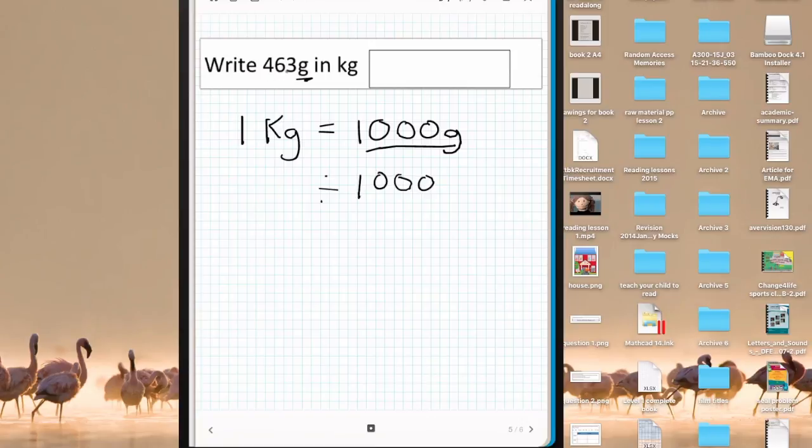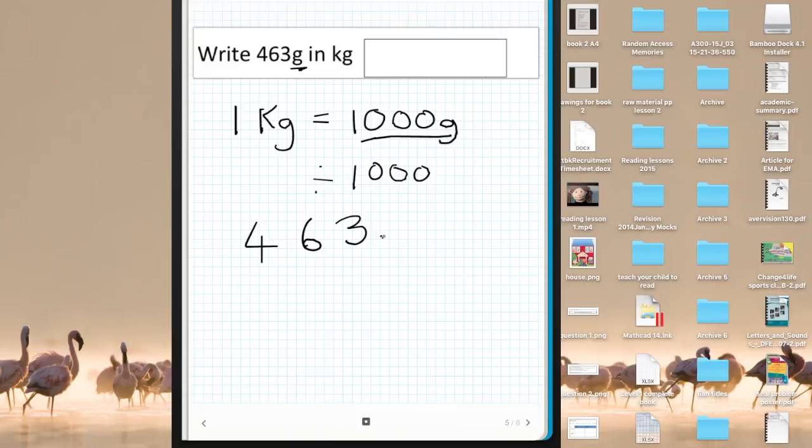Right, so here we've got 463. So if I write my 463 here a bit bigger, there's no decimal point, which means it must be here at the end. If I divide by 1,000, I'm going to go backwards 1, 2, 3 places. So my decimal point starts here. It goes 1, 2, 3. So my answer is 0.463 kilograms.